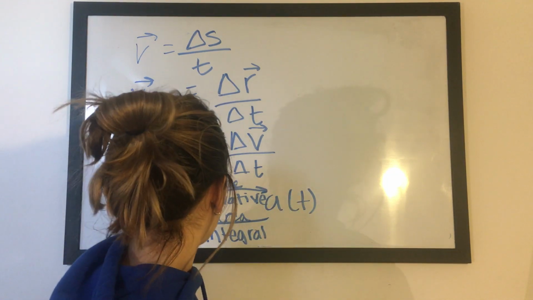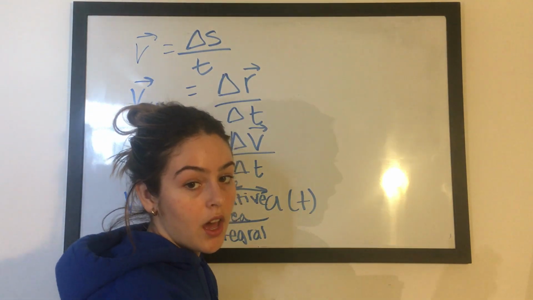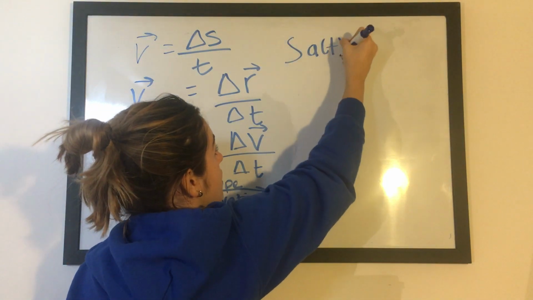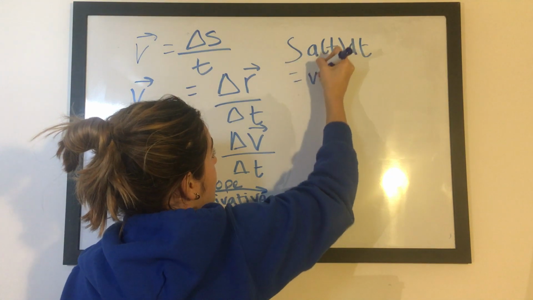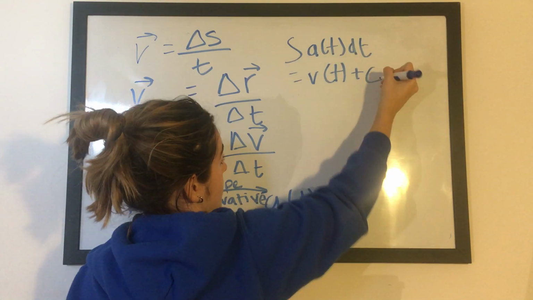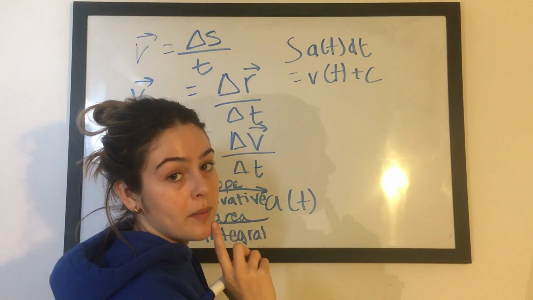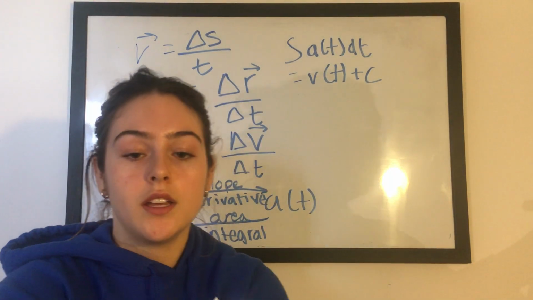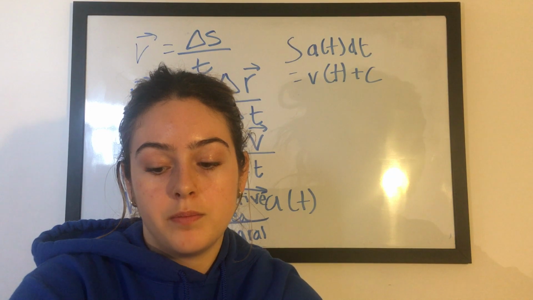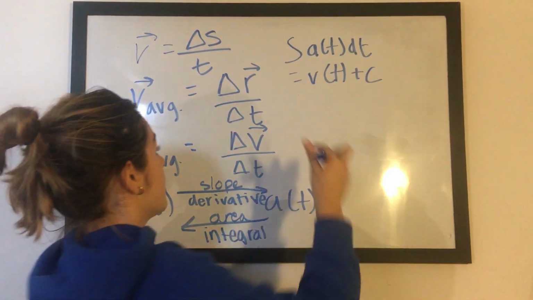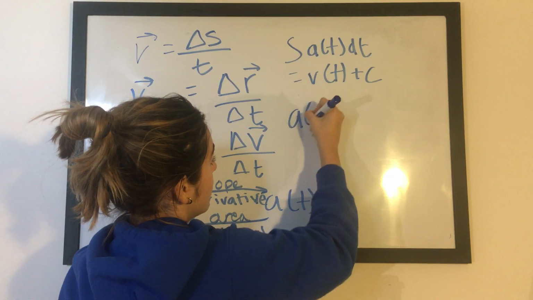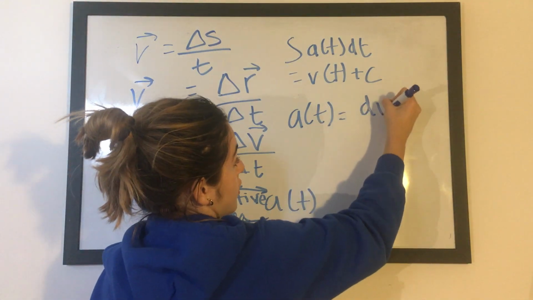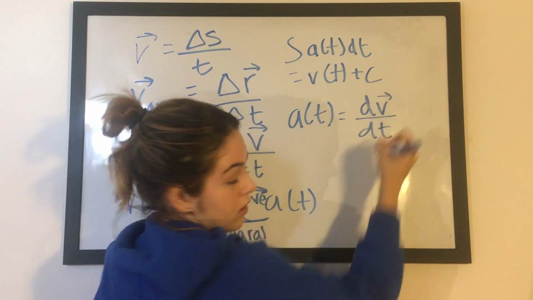So, the formula for velocity would be the integral of acceleration dt is equal to the velocity of t plus c, or the equation for acceleration would just be the derivative of the velocity over time, a(t) equals dv/dt.